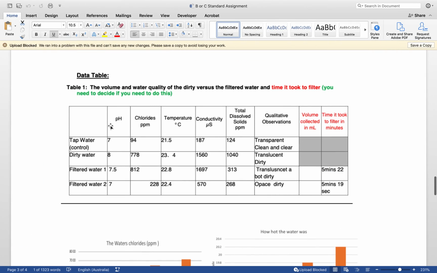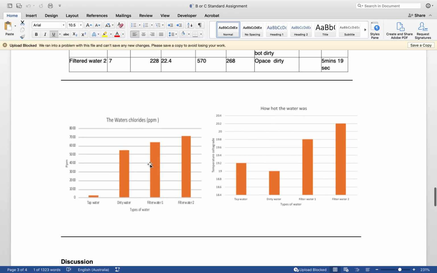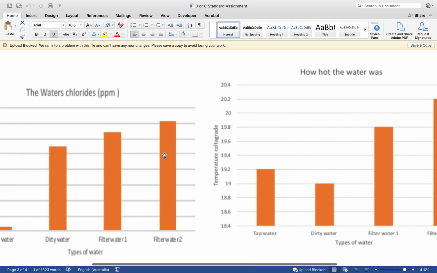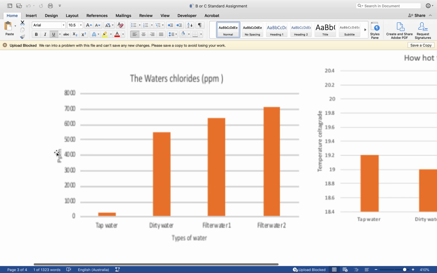So this student here, the B-level student, they've got some decent data. It's a little bit missing there. They didn't include volume, but that's okay. And here, see how this is measuring the chlorides, and they haven't actually labeled that as the chlorides there. Temperature is in centigrades, that's okay, but I just need to see that that's labeled as chlorides appropriately.